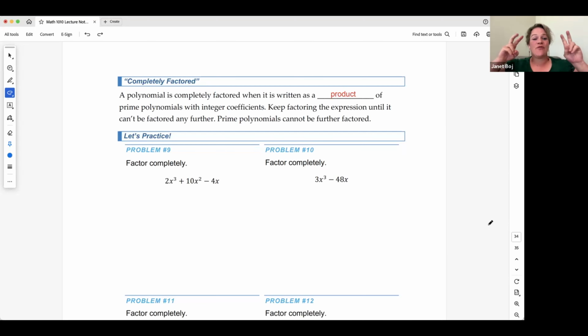Remember, when you're asked to factor completely, a polynomial is completely factored when it is written as a product of prime polynomials with integer coefficients. Keep factoring the expression until it can't be factored any further. Prime polynomials cannot be further factored.